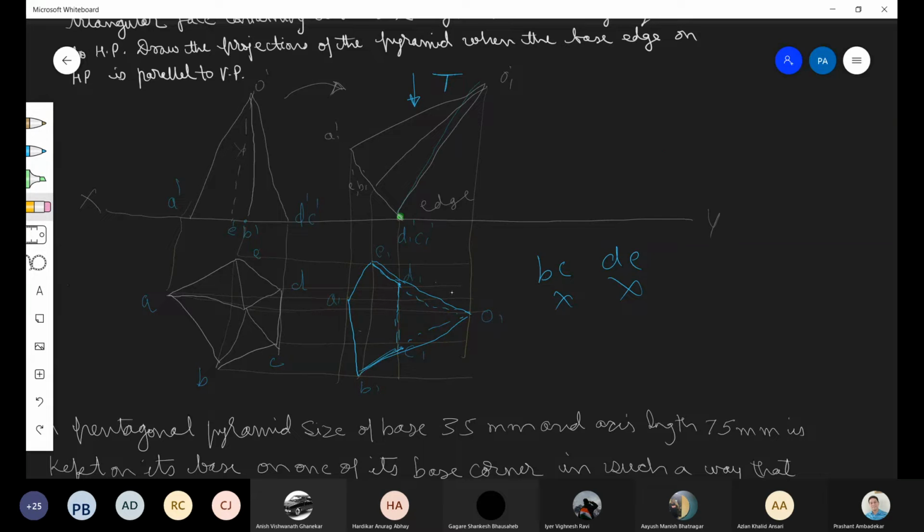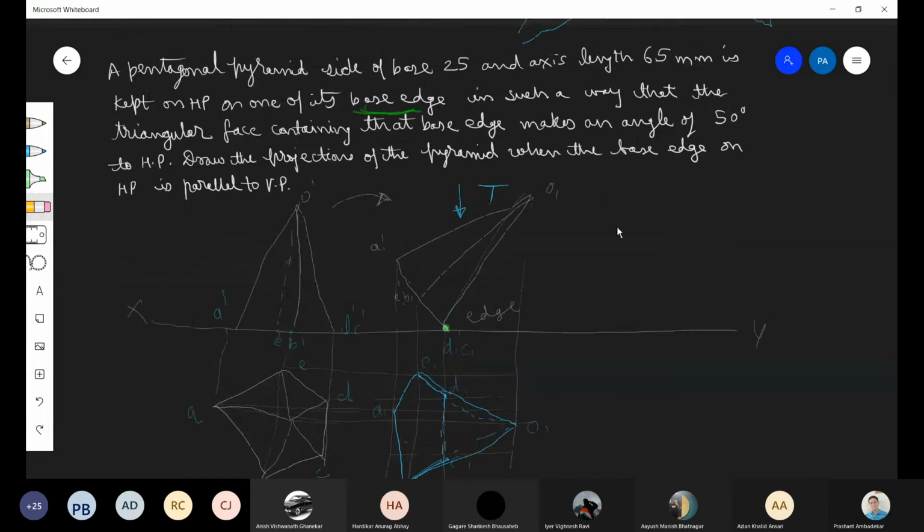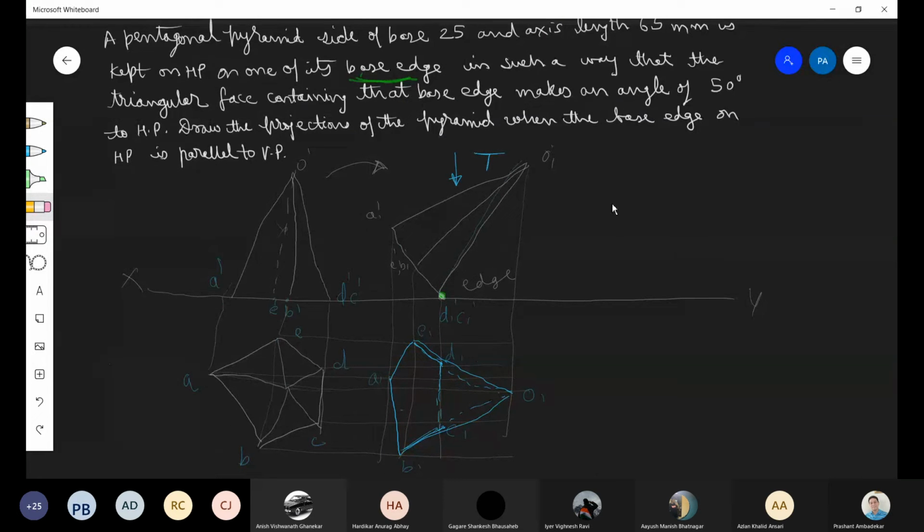Okay, now the third stage. So what is expected in third stage? We'll read the question again and let's check what we have drawn is correct or not. Okay, let's read from the beginning, everyone pay attention here. A pentagonal pyramid, side of base 25 mm and axis length 65. Okay, that we have taken care of. This is 25, axis length is 65.